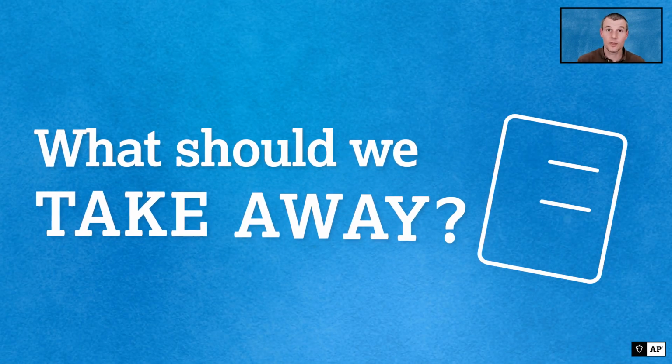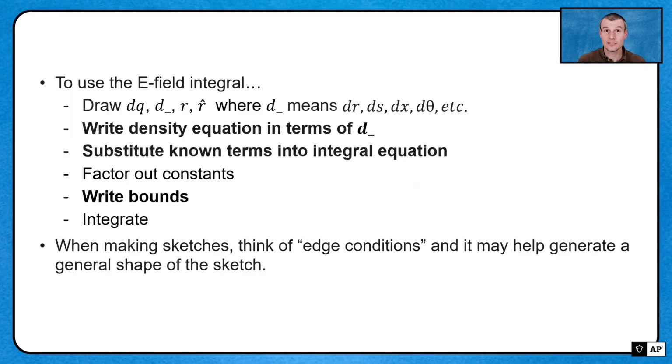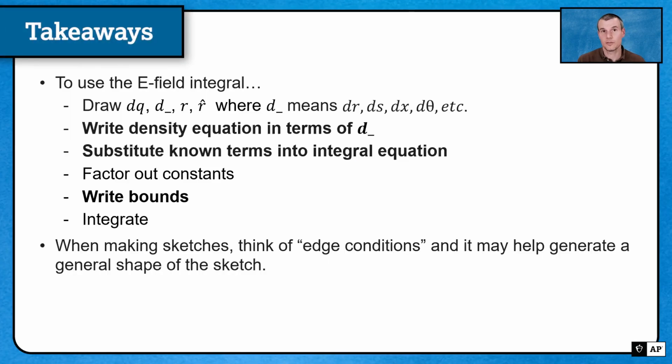So what should we take away from this video? The main thing, this is the beginning of this process working with the integral version of the electric field. So what's the process that we followed? We drew our charge elements. We drew an effective picture with our r's and our r hats. We decided how we were going to integrate it in terms of that term. We wrote our density equation. We substituted known terms into the equation. We factored out constants, we wrote bounds, and then we integrated.